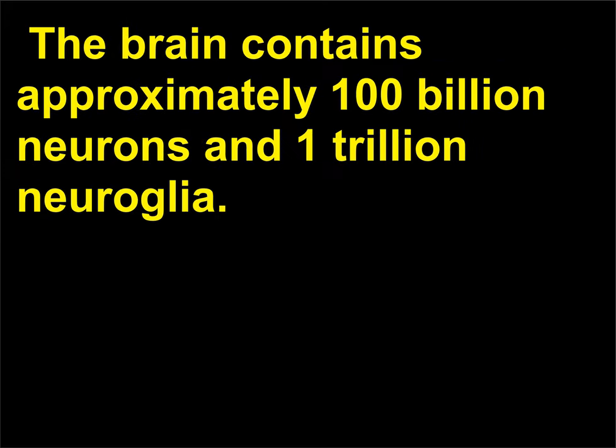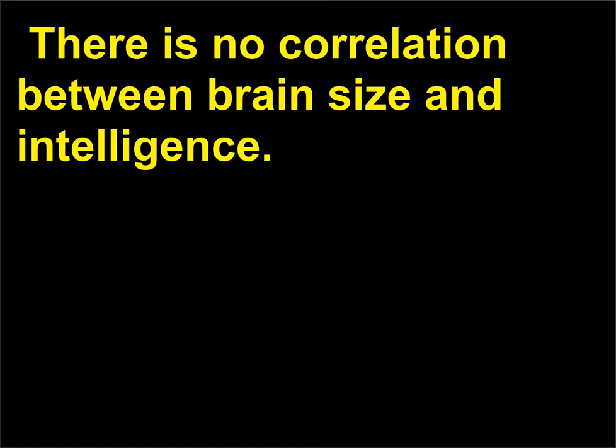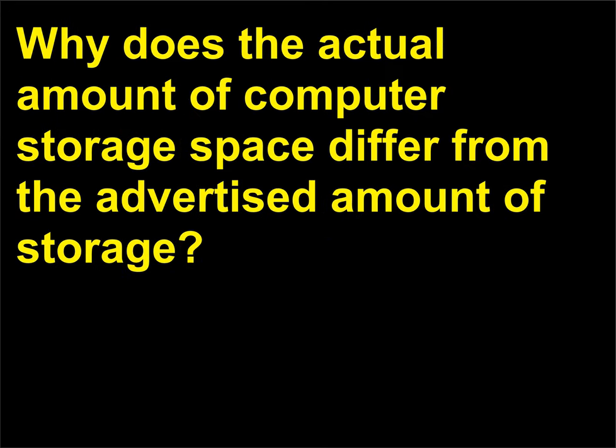The brain contains approximately 100 billion neurons and 1 trillion neuroglia. There is no correlation between brain size and intelligence. Why does the actual amount of computer storage space differ from the advertised amount of storage?